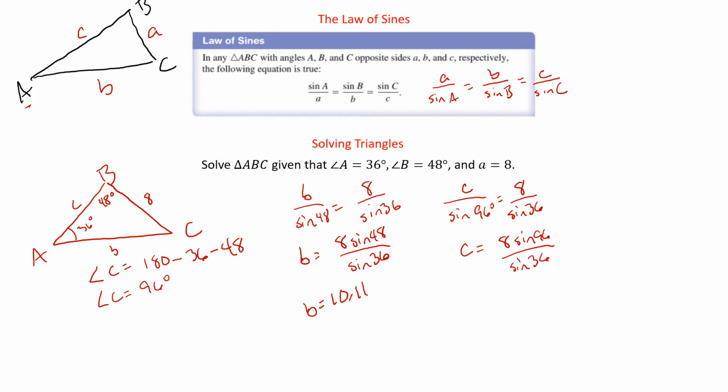Sine 96 times 8. So sine of 96 was 0.99-ish, times 8 was 7.95, and then divide by sine 36 is 13.535, so 13.54.